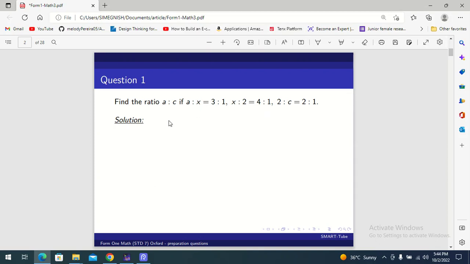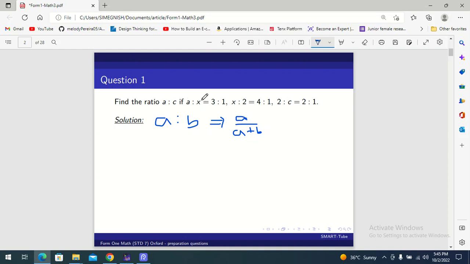This question reminds you how to change a ratio into fraction form. If you are given a ratio A to B, then the fraction form is given by taking the first part, A, divided by A plus B, the sum of the parts. So this is a way of changing a ratio into fraction form.